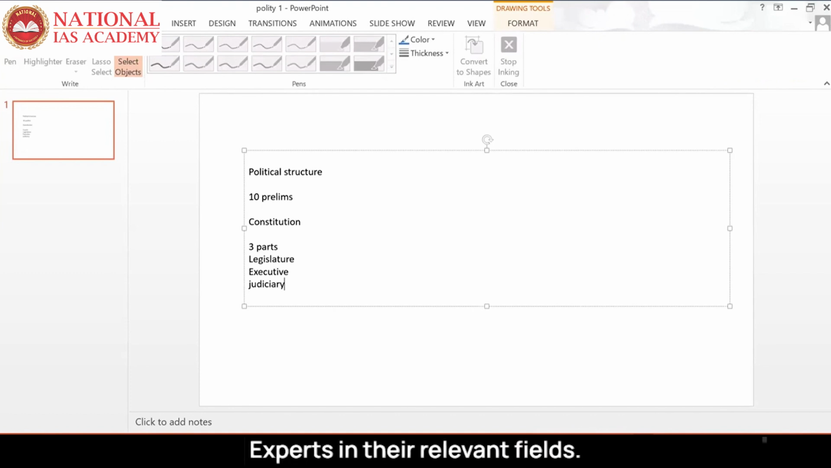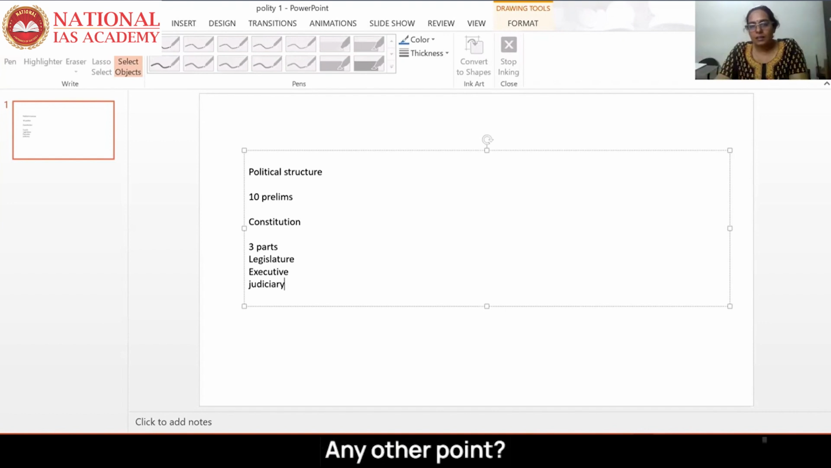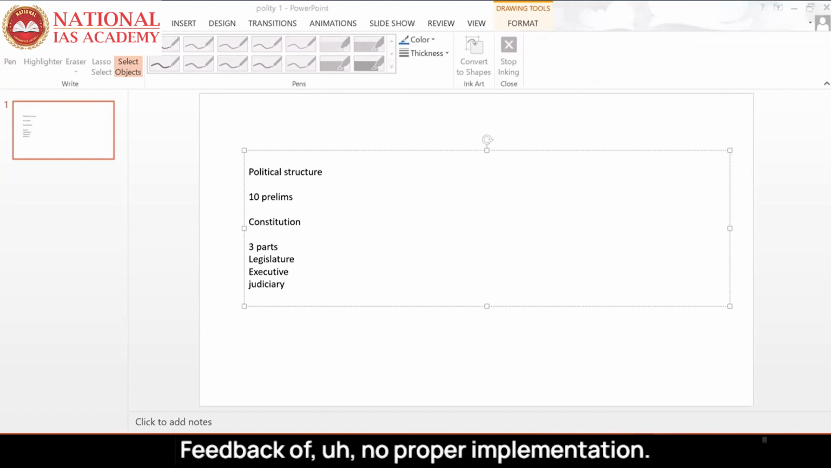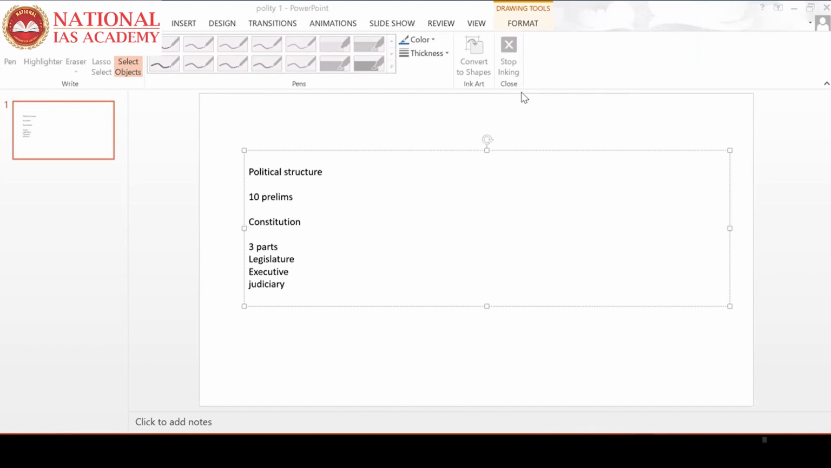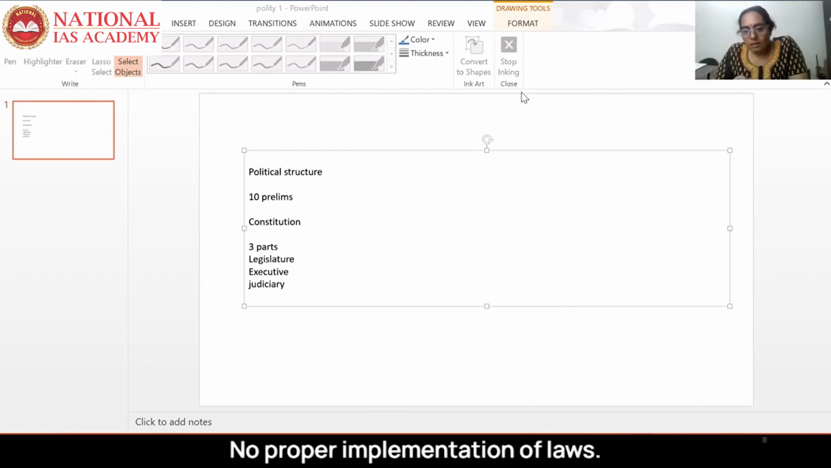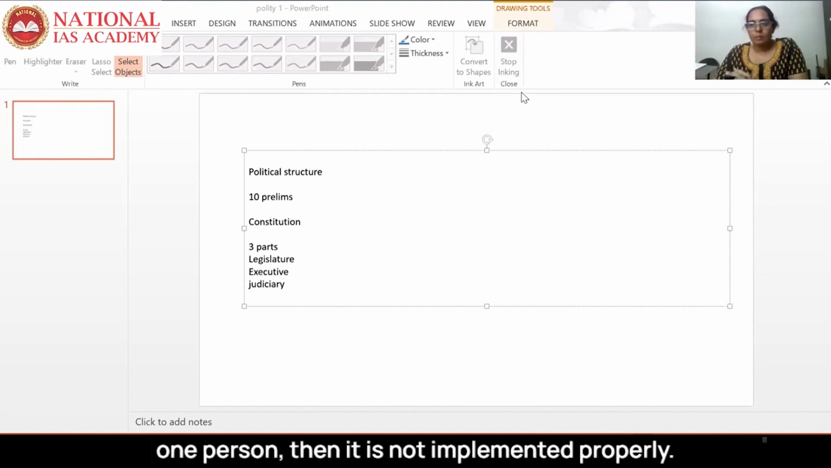Experts in their relevant fields. Okay, so there is feedback from experts in their relevant fields. Any other point? No proper implementation. Very good. No proper implementation of laws. Okay, so if power is concentrated into the hands of one person, then it is not implemented properly.